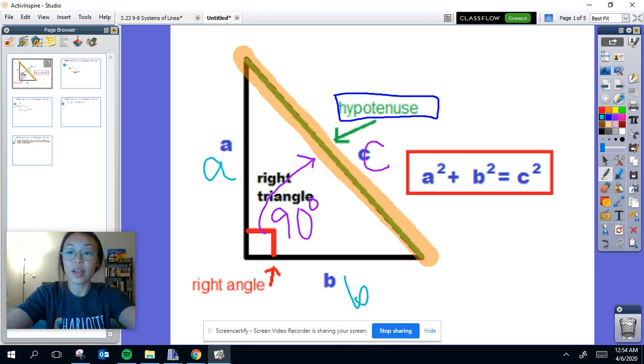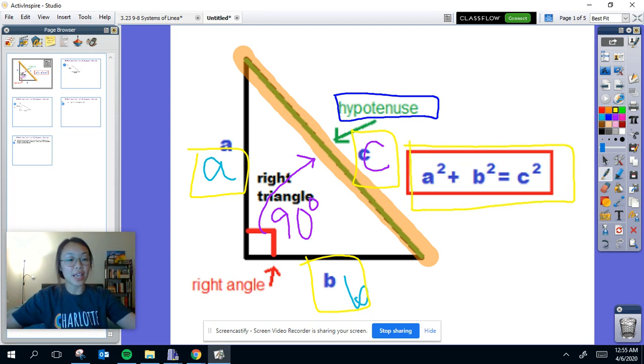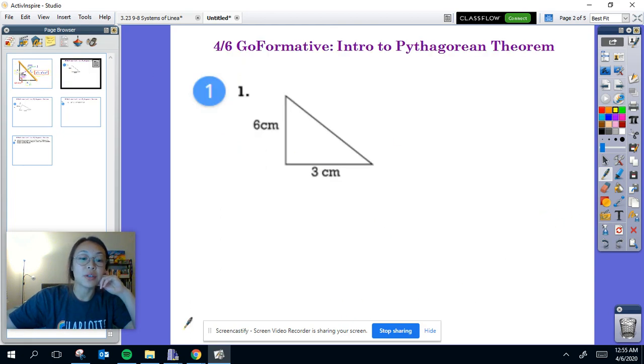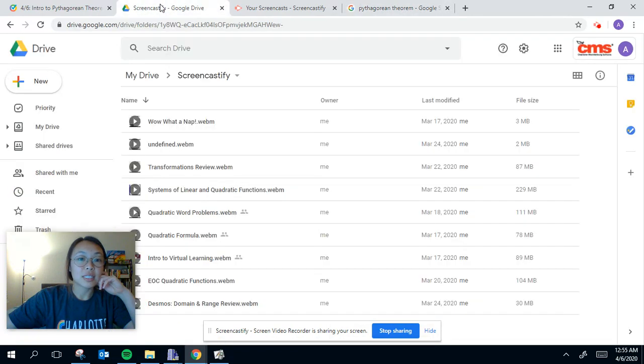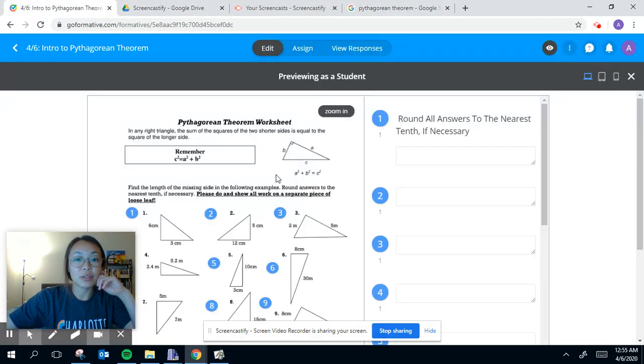Using those three values, A, B, and C, we can use the Pythagorean theorem, which is this easy formula right here, to figure out any missing side. So moving on to number 1 on your Go Formative, you should have your Go Formative out right here and ready to go so that you can follow along as we go over the answers.